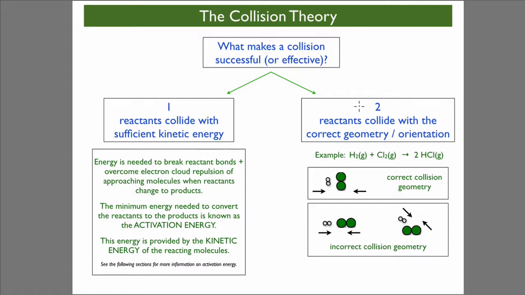Secondly, the reactants must collide with the correct geometry or orientation. If we look at that example we just talked about with hydrogen and chlorine gas, if the hydrogen and chlorine gas are aligned like so, then this is the correct collision geometry for a reaction to take place. If they were to smack into each other head on like this or like this, then no reaction would take place, no matter how much kinetic energy was involved.